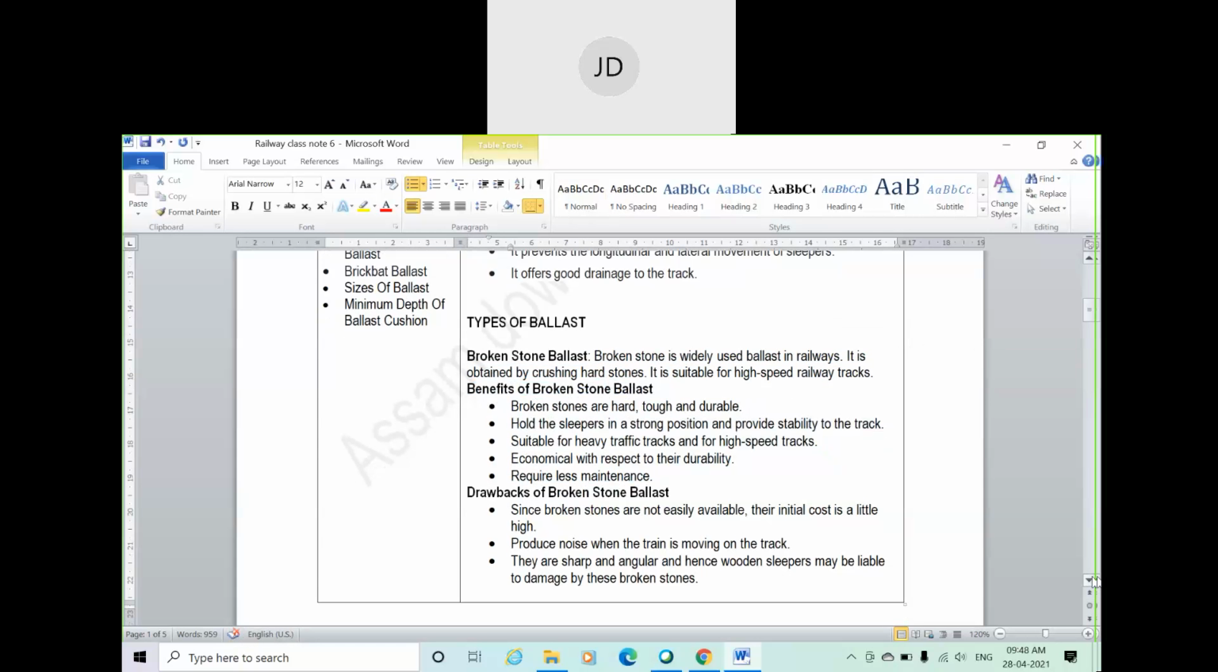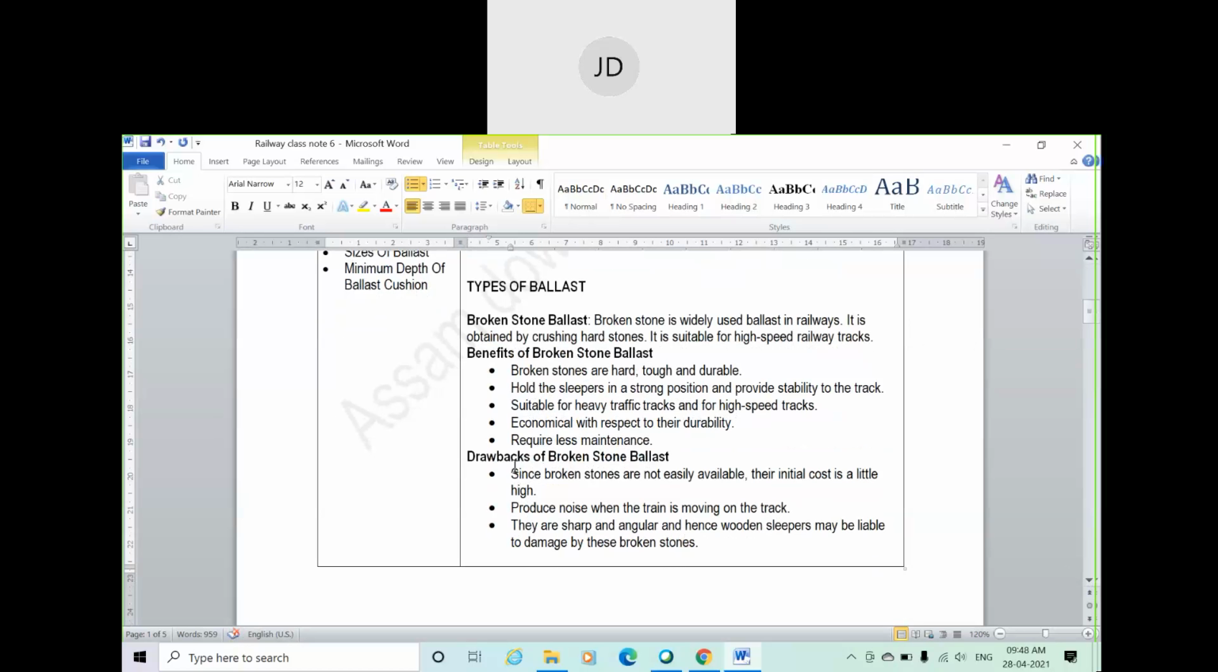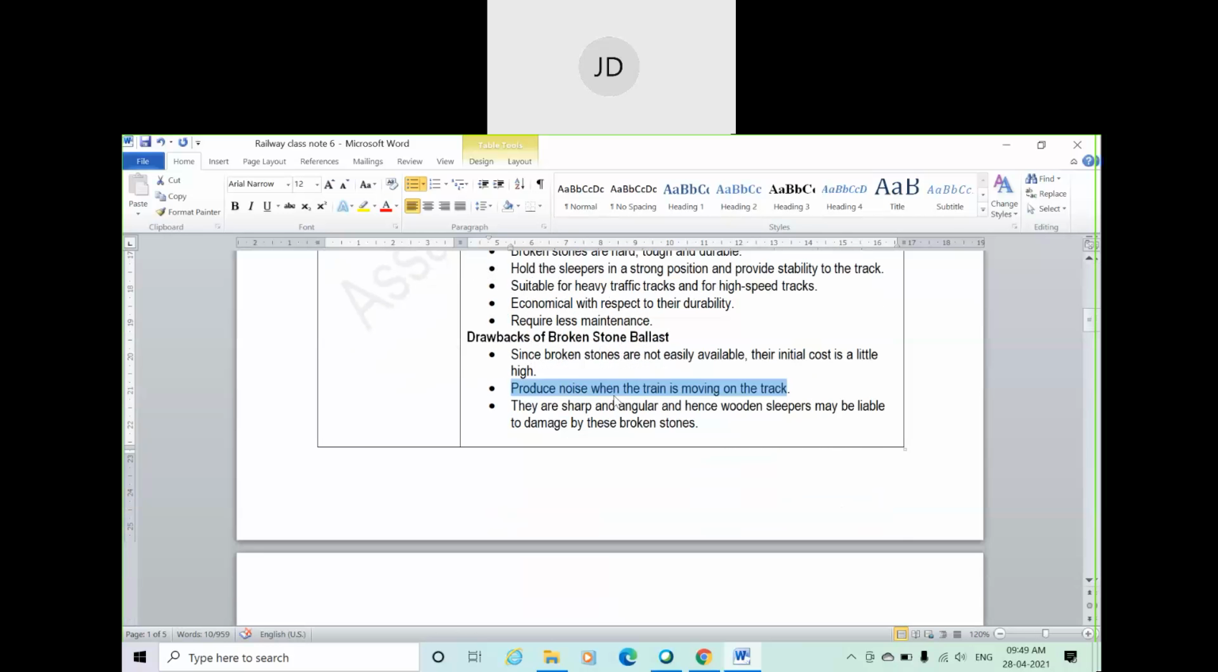But along with some advantages, they have some disadvantages also. So let's discuss the drawbacks of broken stone ballast. Since broken stones are not easily available, their initial cost is a little high. You cannot get stones in all areas, only in specific areas, so to get the stone it becomes a little costly. It also produces noise when the train is moving on the track.